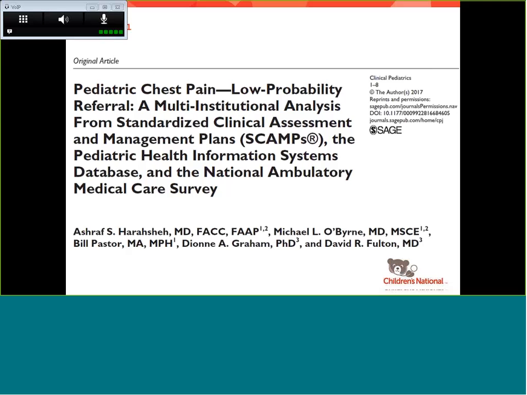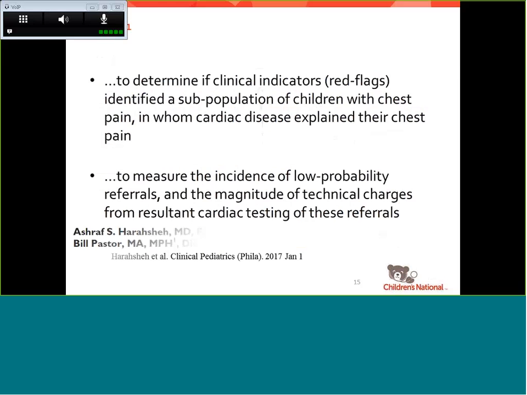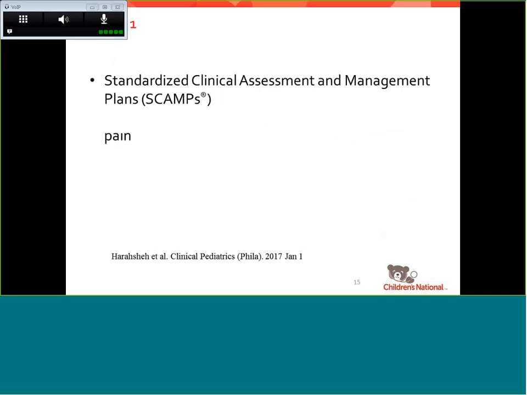This project was published recently, and it's an analysis of the Standardized Clinical Assessment and Management Plans, along with the Pediatric Health Information System and the National Ambulatory Medical Care Survey. The reason why SCAMPs was initiated was to reduce practice variation, unnecessary testing, and improve care. In this particular project that I want to share with you, our goals were to determine if clinical indicators, red flags, identified the population of children with chest pain in whom cardiac disease explained their complaints. And the second part was to measure the incidence of low probability referral and the charge implications associated with cardiac testing in this patient group.